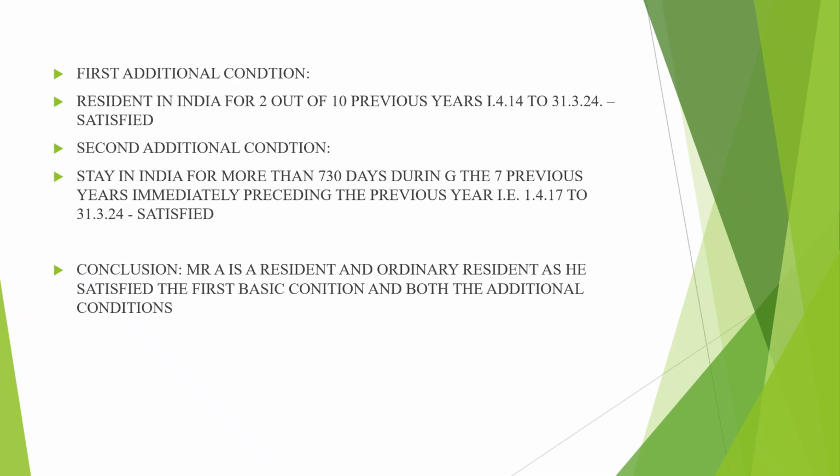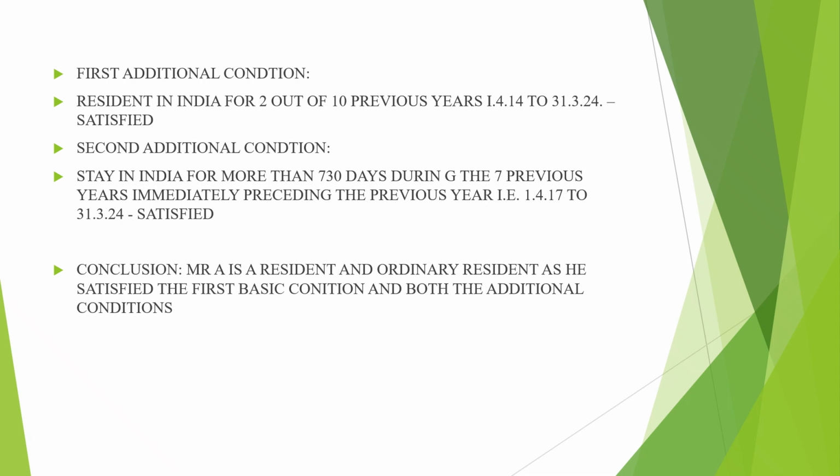Now our first additional condition is that he should be a resident in India for 2 out of 10 previous years, which is from 1st April 2014 to 31st March 2024. In this we need not calculate the number of days because in the question they have very clearly mentioned that he has stayed in India for 15 years. So obviously he is a resident for 2 out of 10 previous years. So our first additional condition is satisfied.